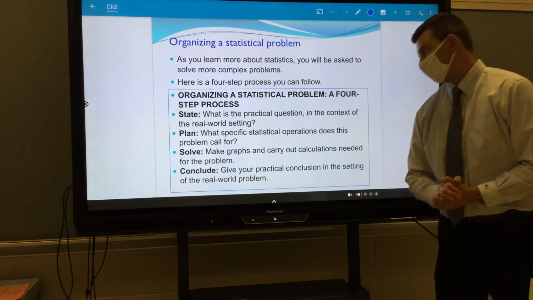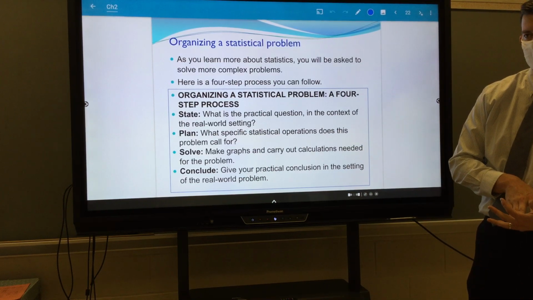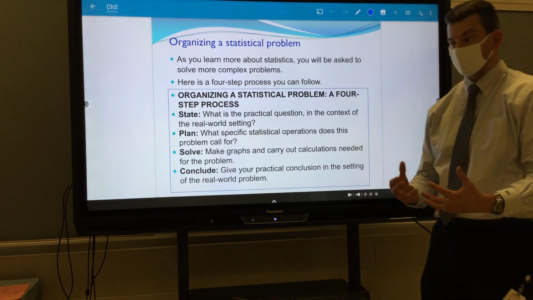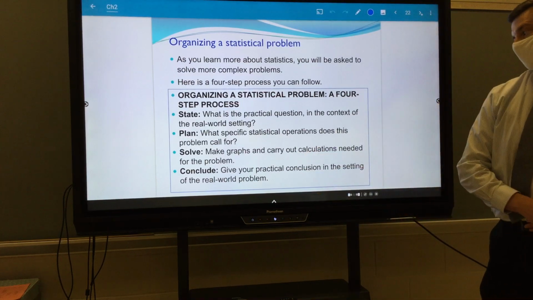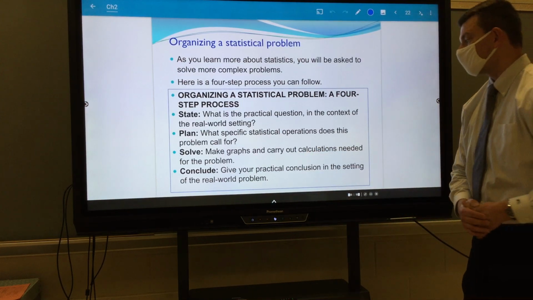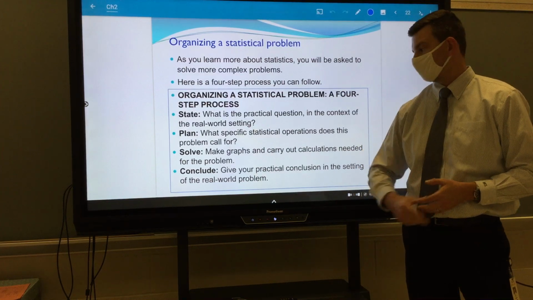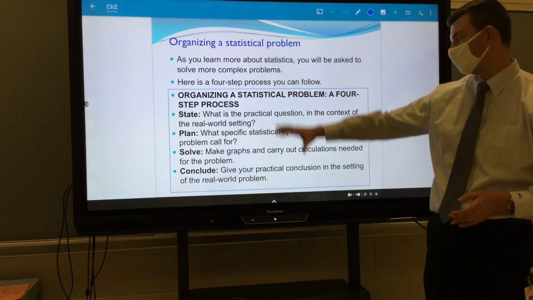Make a plan. What specific statistical operations does this problem call for? Okay? Using the hints that are given in the problem, how am I going to solve this? Make graphs. Carry out any calculations that are needed for that problem. Okay, that's the solving. This might be what you have been doing without thinking about the rest of this.